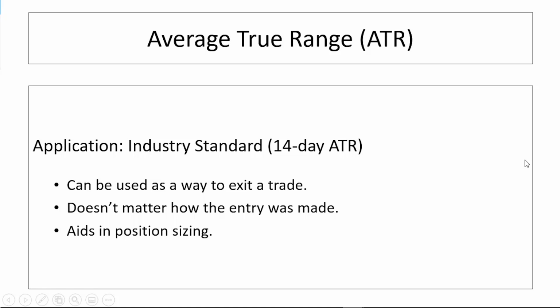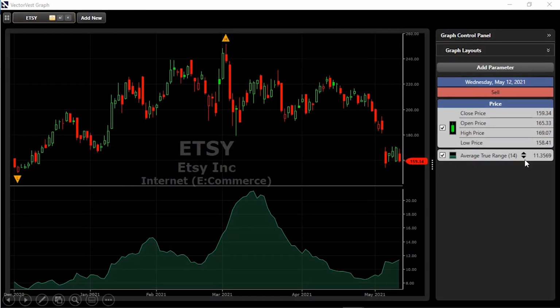No matter how the entry was made, you can use the average true range to help manage that trade and determine when to exit. We're also going to be using it to help us with position sizing and setting the right stop loss. So for example, we have Etsy.